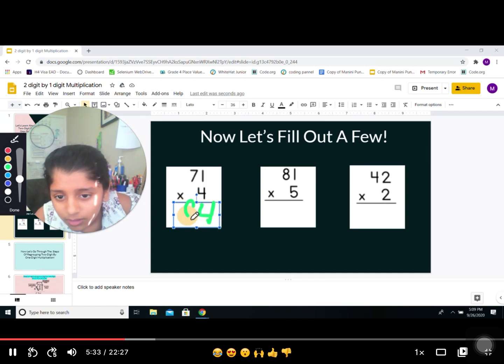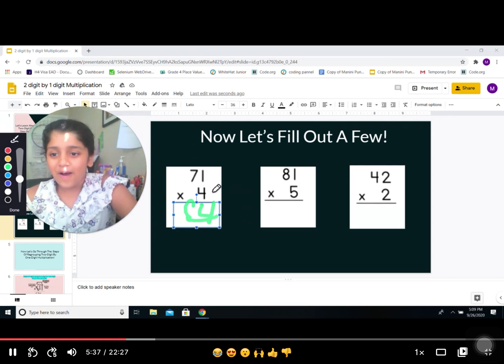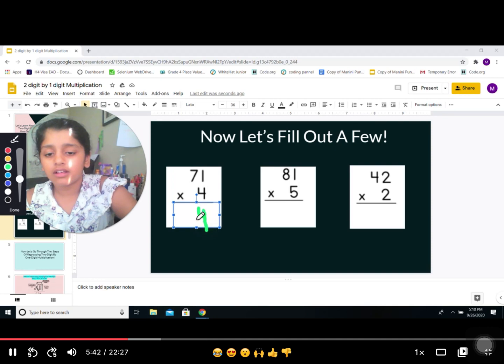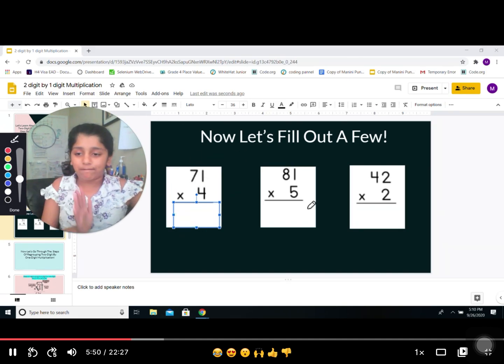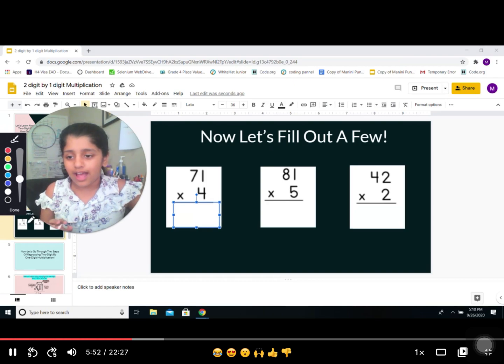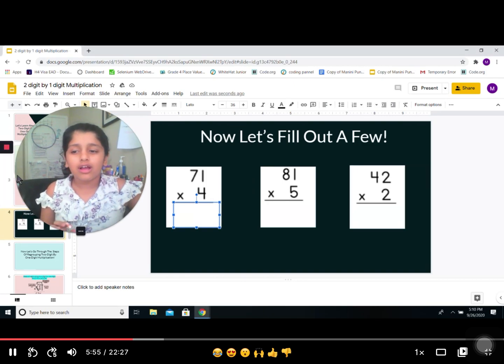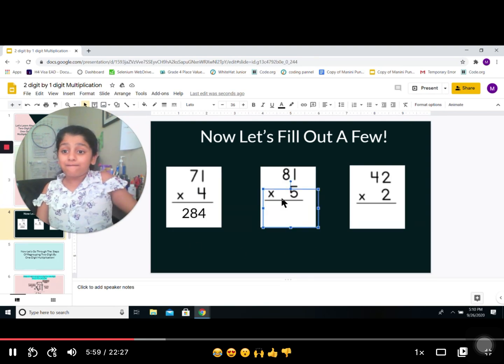And this was 20. Okay, I'm trying to figure out a way how to write this. Okay, guys, just 1 second. Okay, there we go. So we did the ones place and the tens place, and it was 284. Now I'm just gonna type that up, and I'll see you guys when I'm done.